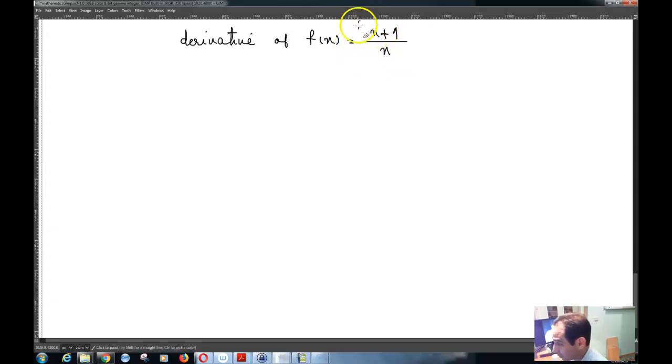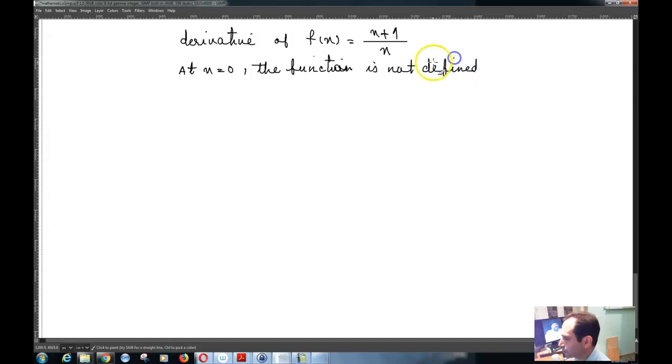So basically this function is of course defined everywhere except for x is equal to 0. At x is equal to 0 the function is not defined. Now let's see where that happens to be important.